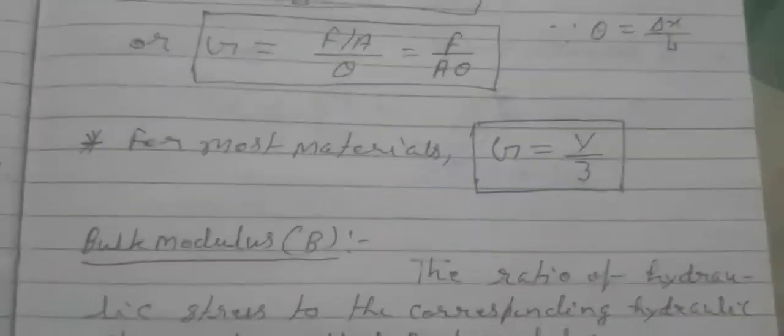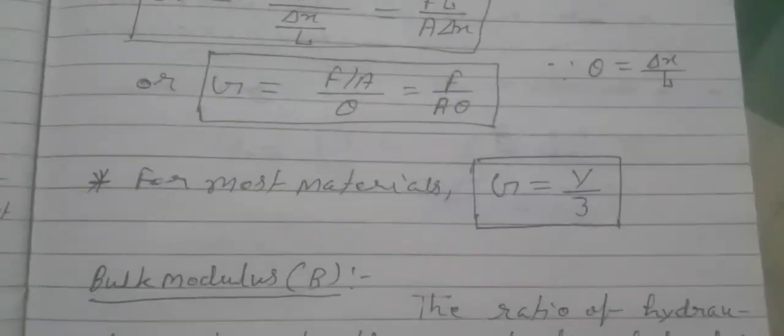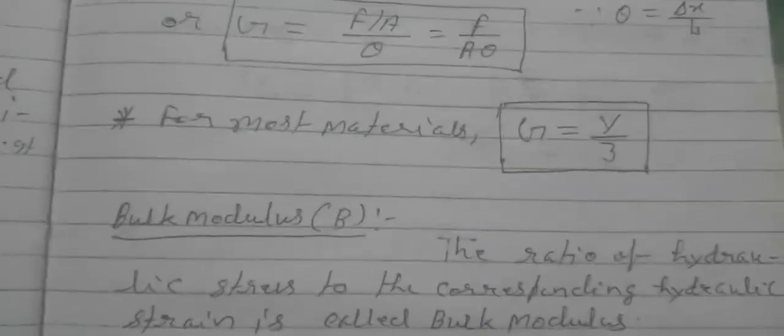For most materials, G equals Y by 3. This is the relation between shear modulus and Young's modulus of elasticity.